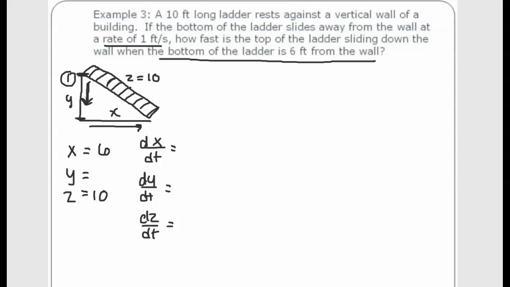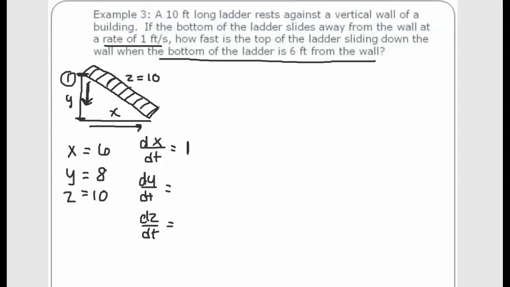6 blank 10 is a Pythagorean triple. What's my missing Pythagorean triple number? 8, thank you. So this is a 6, 8, 10 triangle. So you don't have to do the Pythagorean Theorem to find that missing length. You should know it. That rate of 1 foot represents dx/dt. So dx/dt is 1. That's the rate it's moving away.